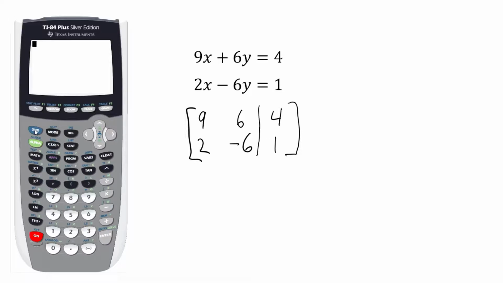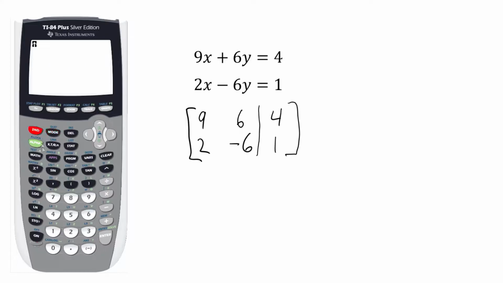So to solve this, we want to put this into our calculator. So we'll hit second and then matrix. We'll go over to edit and then select a matrix. And here on the screen, we can see that I've put in that it's a 2 by 3 matrix, and I've typed in all of our values already. So once we have all of our values typed in, we want to hit second and then quit, and then go back to the matrix menu.